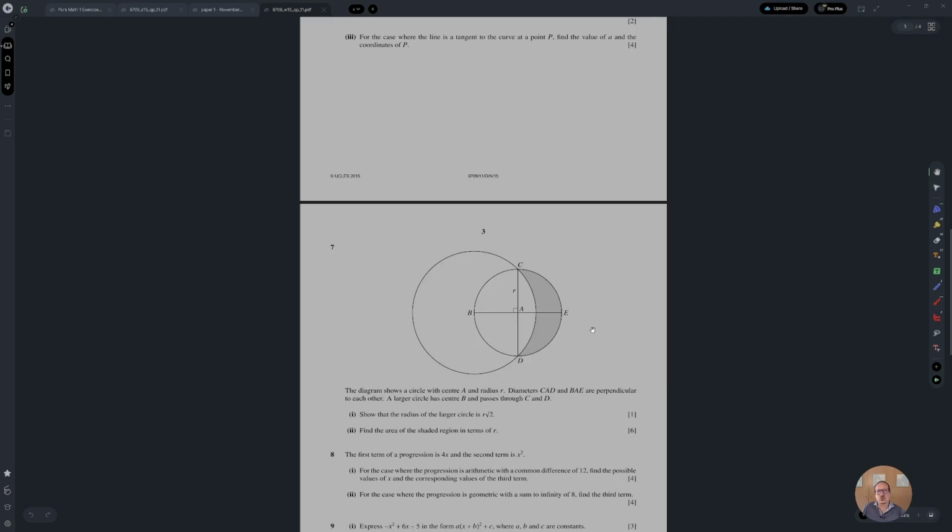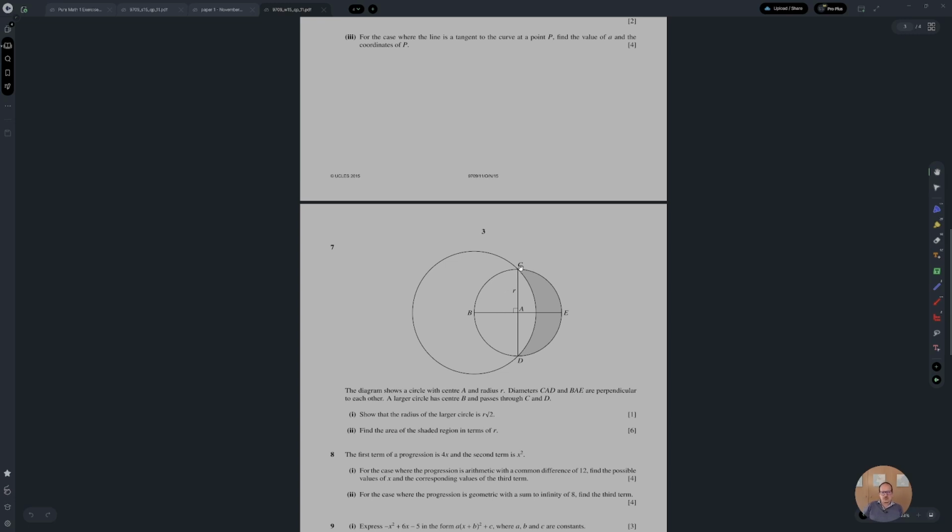From all the ones I solved for these lessons, this is the one that takes more time. It says, the diagram shows a circle with center A and radius r, diameters CAD and BAE are perpendicular to each other. A larger circle has center B and passes through C and D. Show that the radius of the larger circle is r square root of 2.